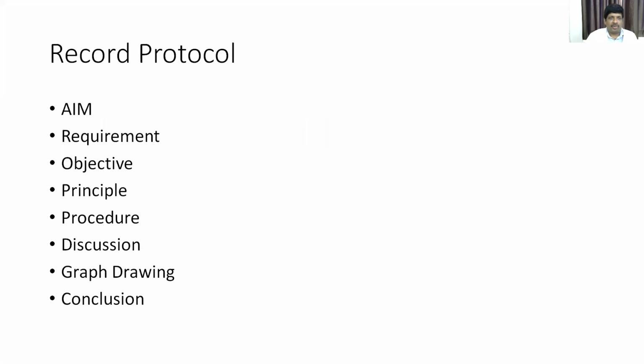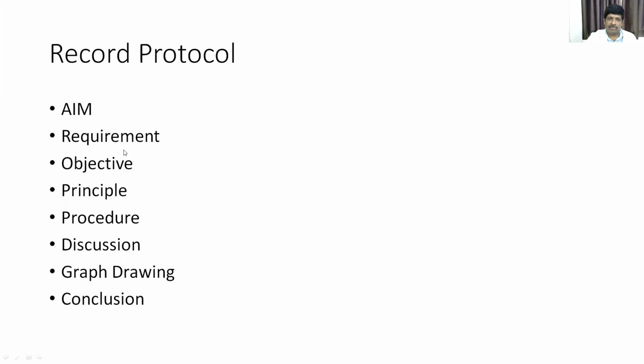Coming to record protocol, that means what all you need to write in the protocol. You need to write all the experiments under the following headings. There may be some heading which may not be applicable for one particular graph or experiment, but in general, these would be the headings. First is aim, then requirement: which animal, which tissue, what software, that you need to write.